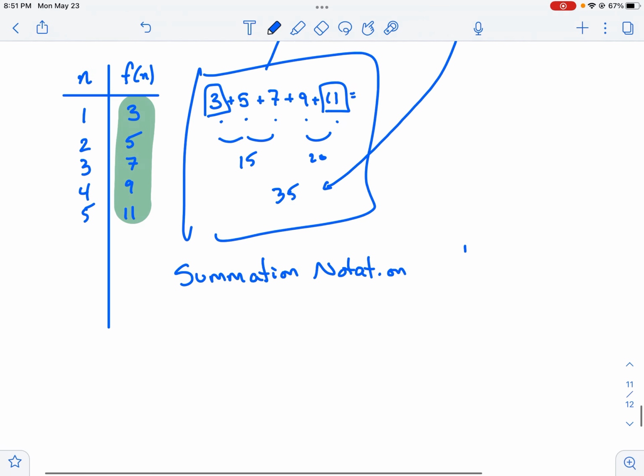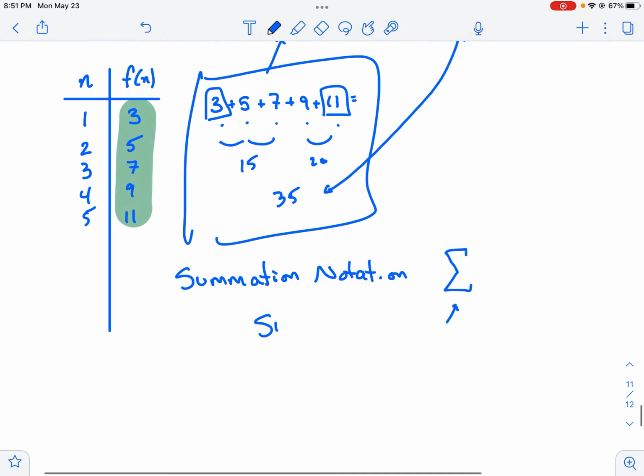And it has a new symbol called sigma. Sigma is a capital Greek letter, and that Greek letter has some stuff next to it. So at the bottom of the Greek letter sigma, S-I-G-M-A, we're going to put the starting n value.